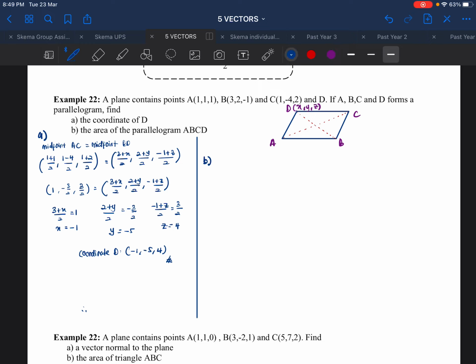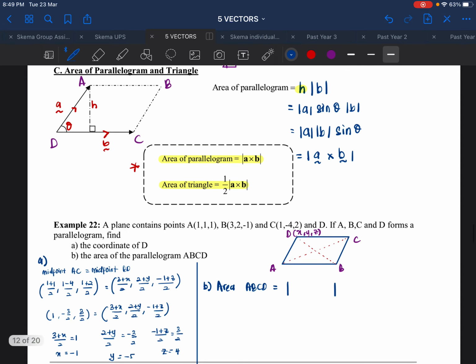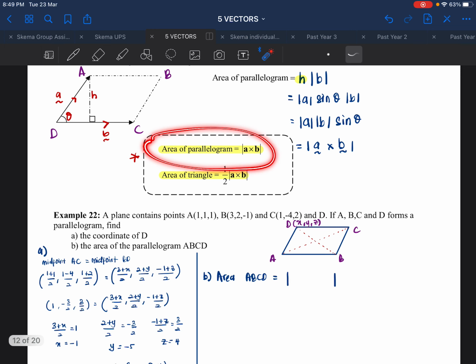Find the area of the parallelogram ABCD. So, we know the area of ABCD is equal to the magnitude. We know the area of a parallelogram is the magnitude of A cross B.